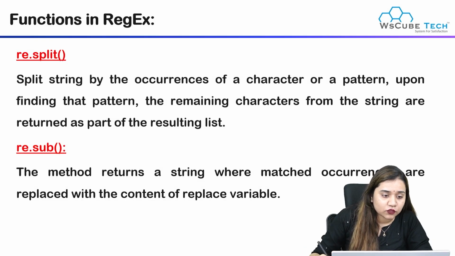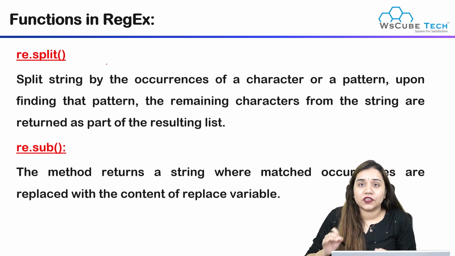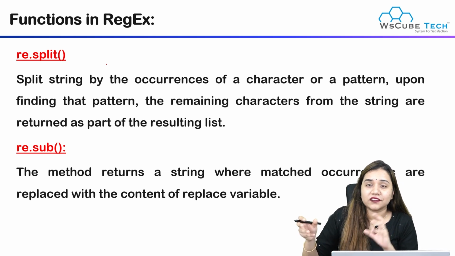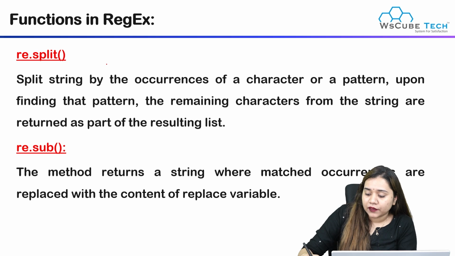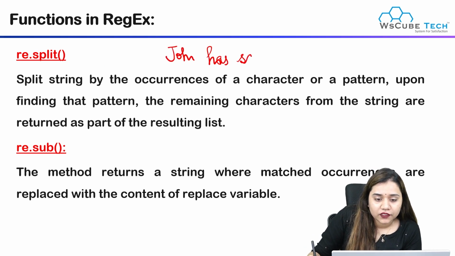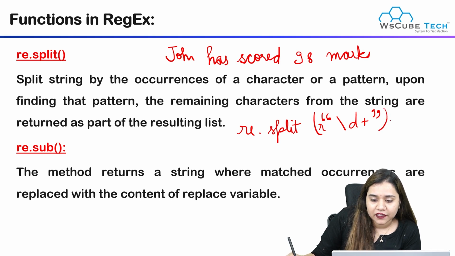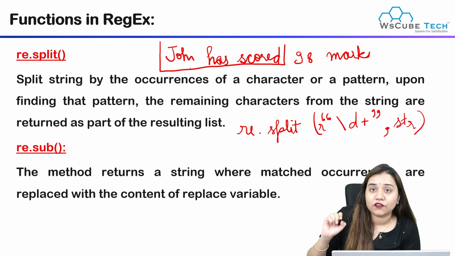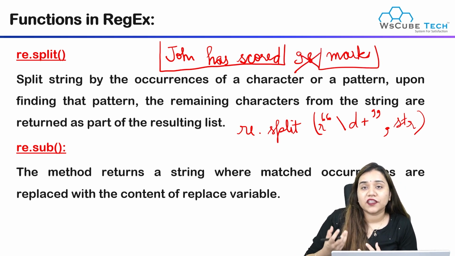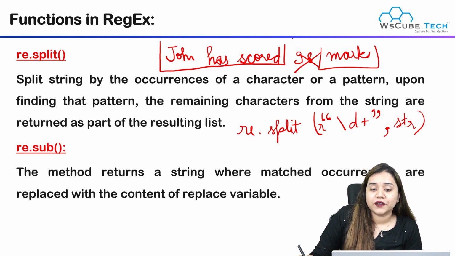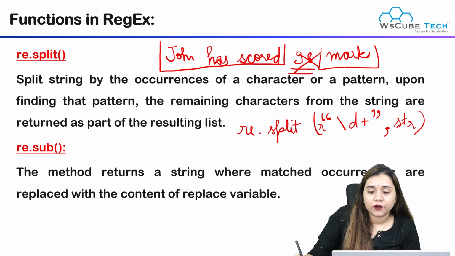After this we have the next function, split. The split function is similar to the split function in strings. The string gets split in the format of a list. Suppose you have a string, John has scored 98 marks. And suppose I write re.split with r backslash d plus, that means any decimal value occurring in the string, on which this split method will be applied, and then after the comma we write the name of the string, str. What we obtain is John has scored in one element of the list, and marks as the other, because we are splitting from 98. The 98 is eliminated, John has scored comes in one part of the list, and the second element of the list is marks.